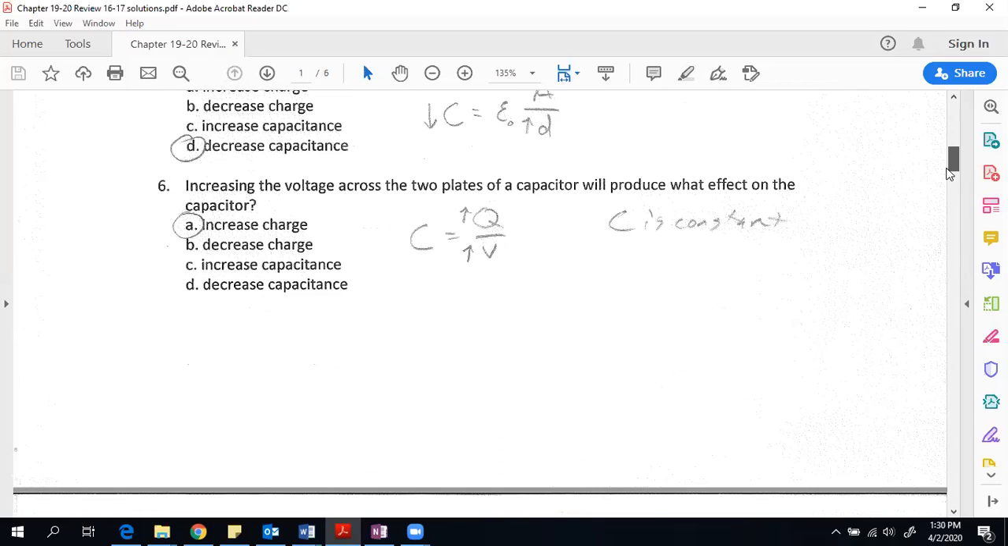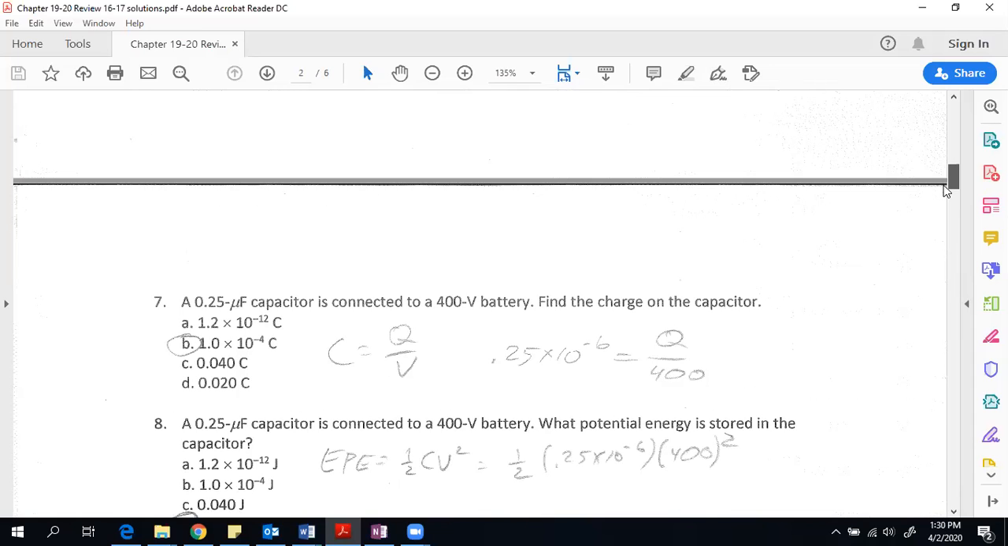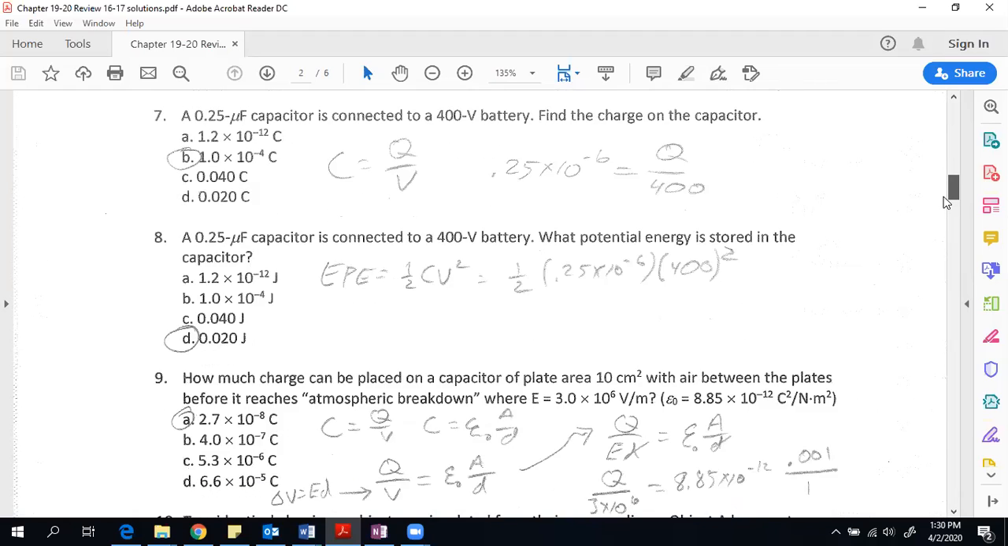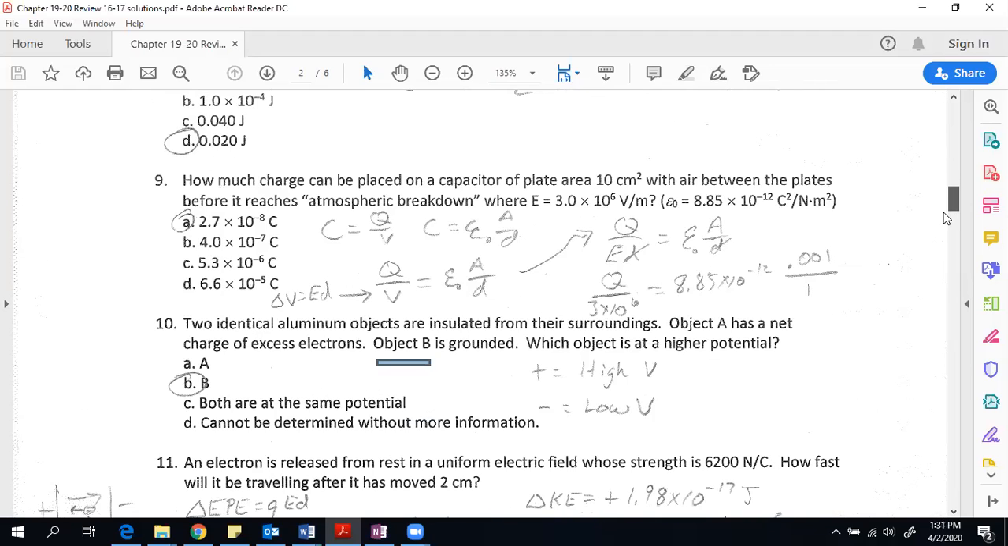Capacitor questions. The review's got a few questions on capacitors. I'll be honest, there's only 1 or 2 you're going to see tomorrow on capacitors. So don't spend all your time with that.